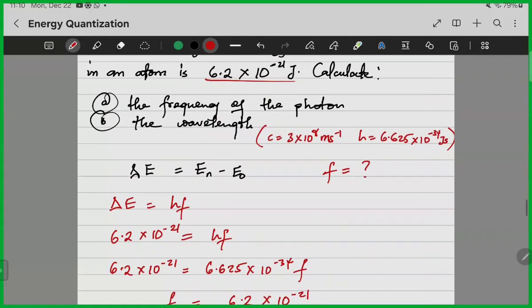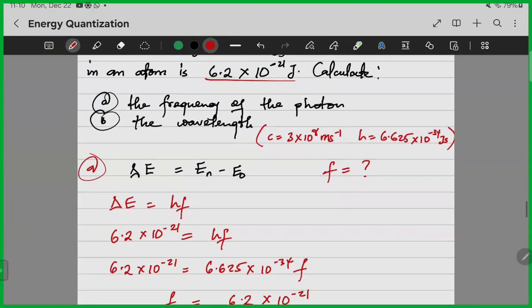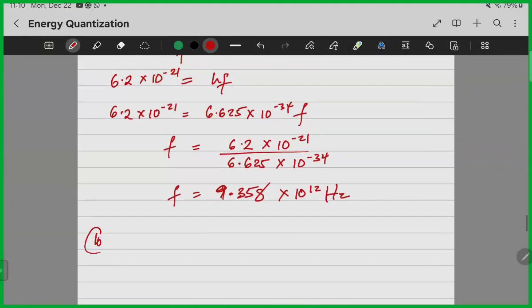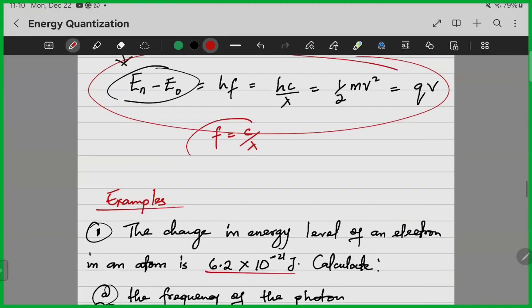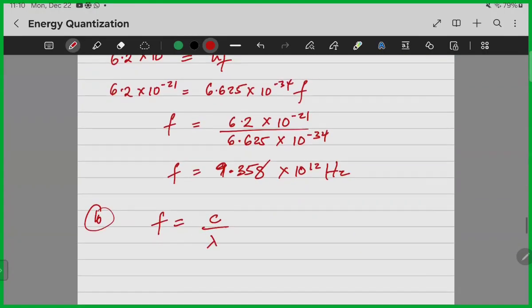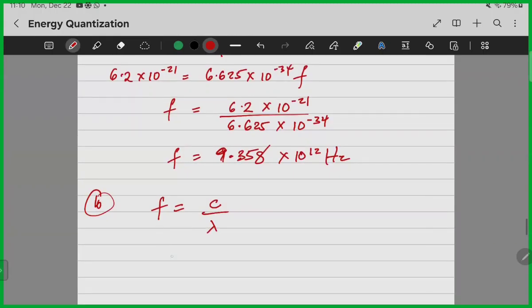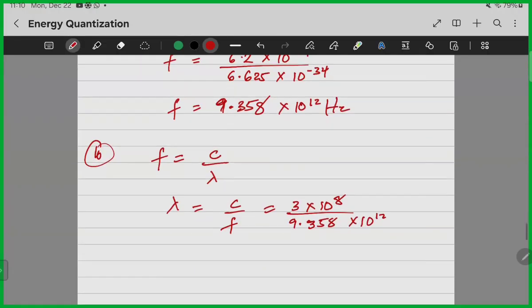That was the first part that asked us to find frequency. Now they asked us to find wavelength. We know already that F is equal to C over lambda. I've established that to you here. So we already know F, and we're looking for lambda. Lambda will be C over F. So C is 3 times 10 raised to 8, divided by 9.358 times 10 raised to 12.